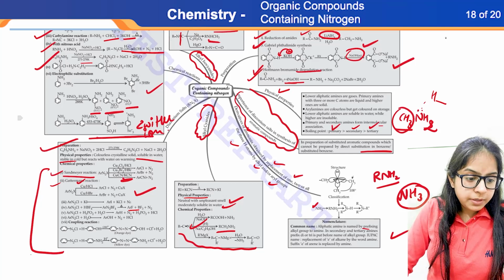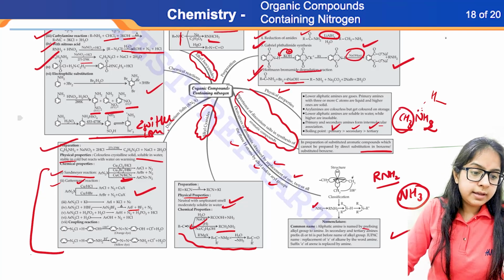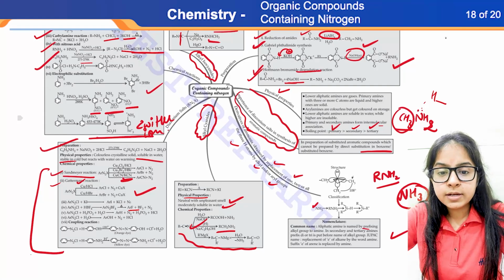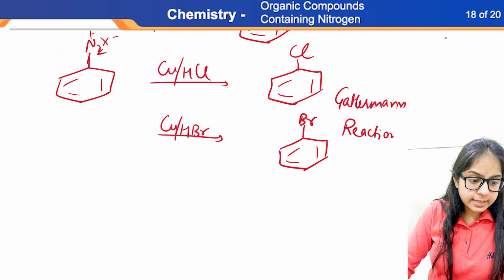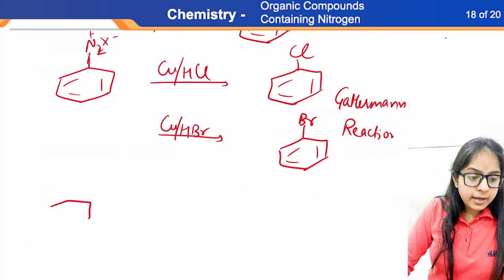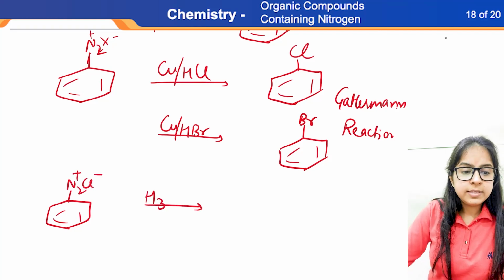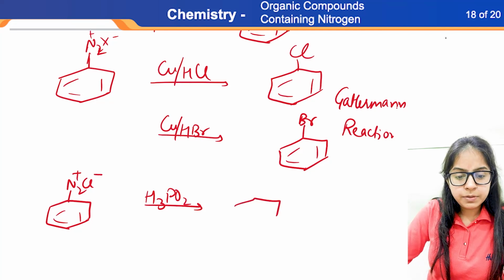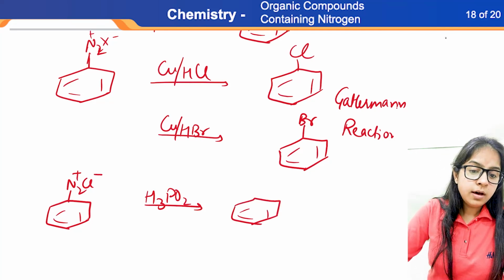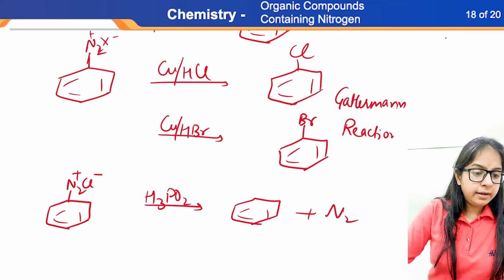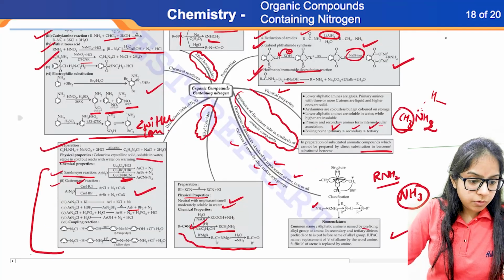After that, ArN2+Cl- with H3PO2 on hydrolysis you will get benzene. This is a very important reaction and I am going to show you by writing this. ArN2+Cl- with H3PO2, in that case you will get the simple benzene ring, no other one. The removal of N2 in this reaction is the important one.